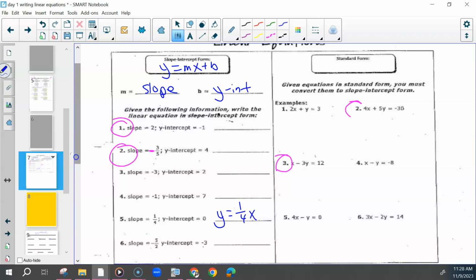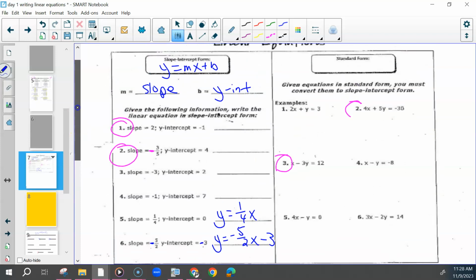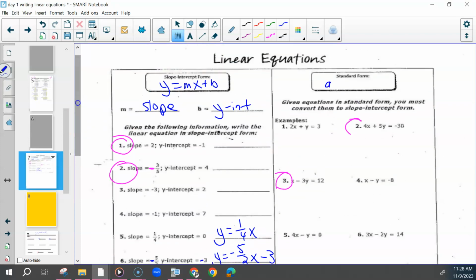Are there any others in that section you want to go over, have questions about? Okay. So we were writing the equation for number 6, what would that look like? This is also negative 5/2 and negative 3. Y equals negative 5/2x minus 2. The second section is in standard form, converting it back to slope-intercept form. As a reminder, your standard form is ax plus by equals c.